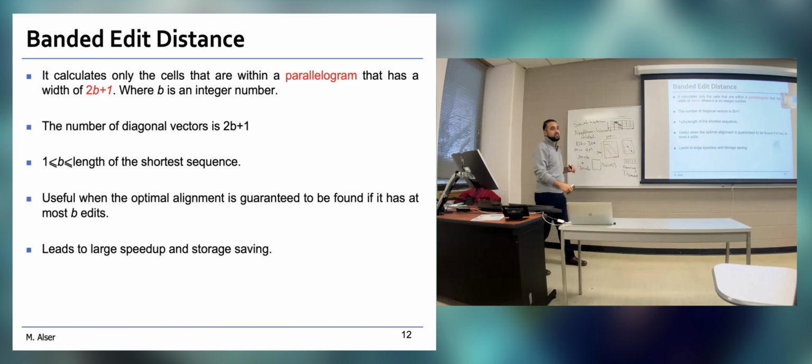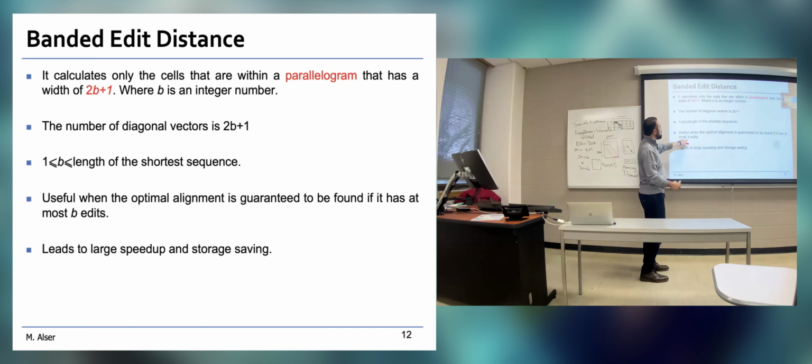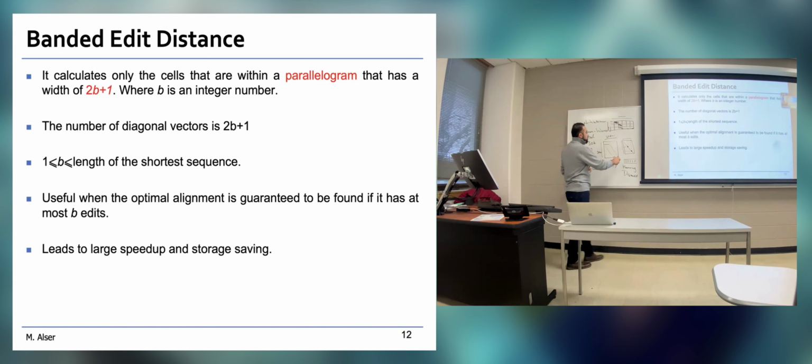Is it clear? Okay. So it's very useful when the optimal alignment is guaranteed to be found if it has at most B edits. This is the most important point in this slide. It's really important. So banded dynamic programming calculation is very useful when the optimal alignment is guaranteed to be found if it has at most B edits. Let's see what that means.